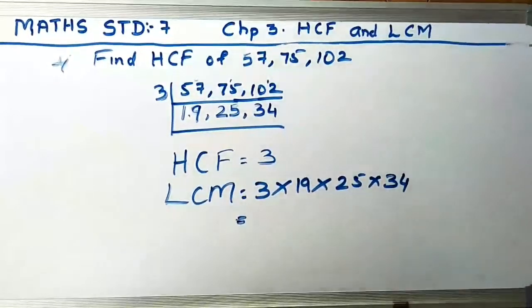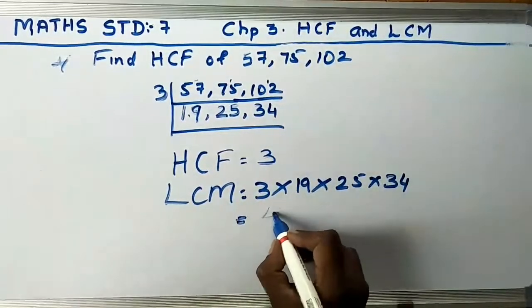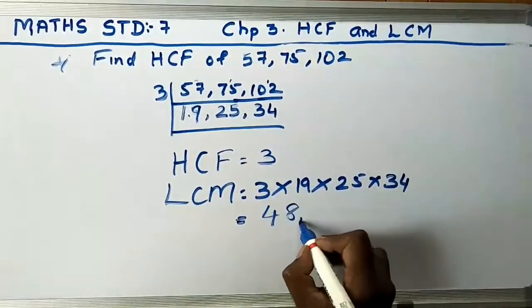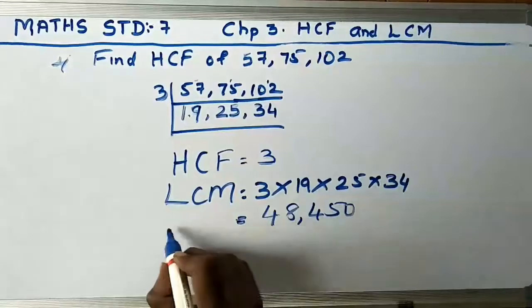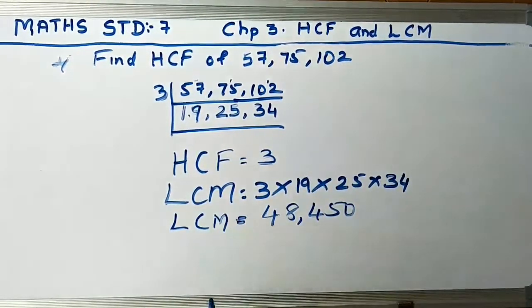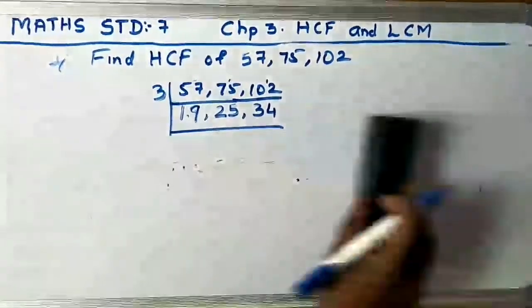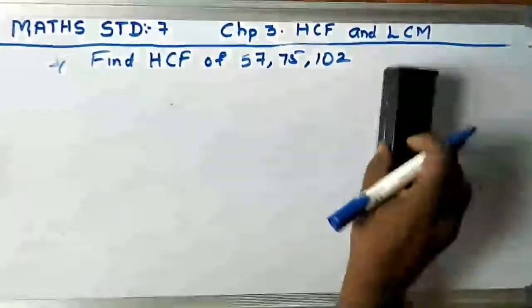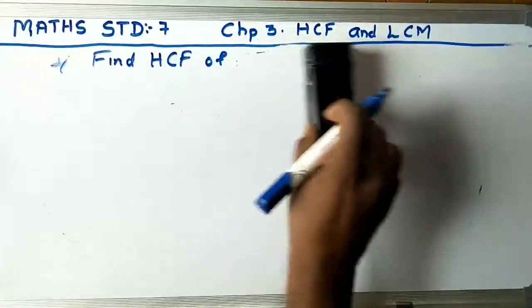So our answer is, if you multiply this, you will get 48450. This is our LCM. So I think how to find the LCM and HCF is clear for you from this vertical arrangement method. Let us do one more sum.